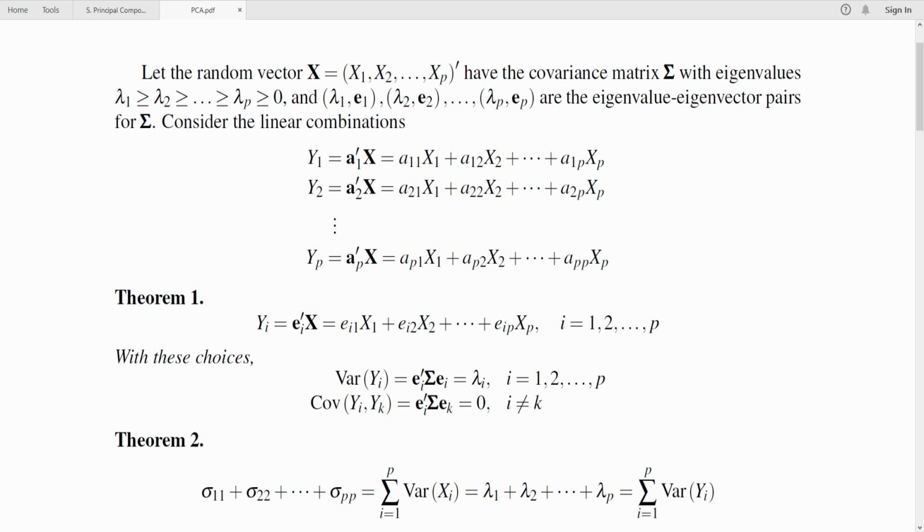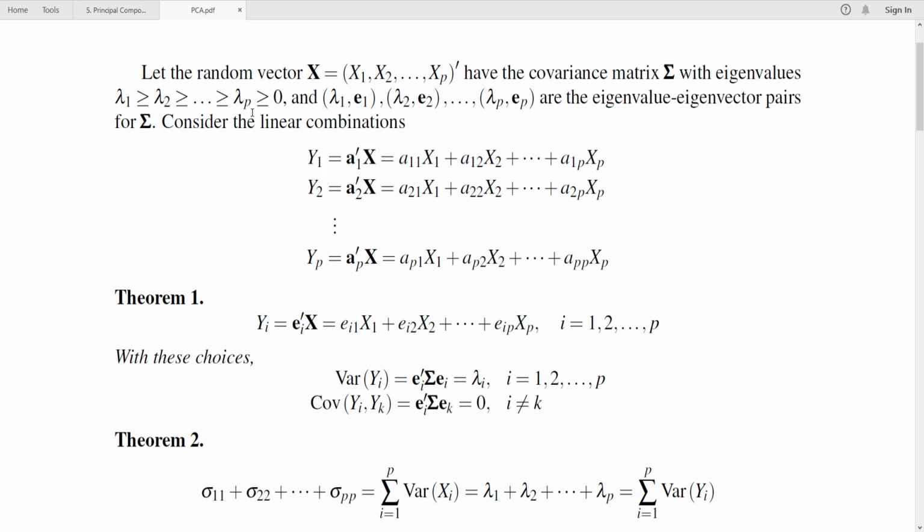Let's first derive the population principal components and say that we have a random vector, so a p-dimensional random vector. We have p variables with covariance matrix sigma and eigenvalues and corresponding eigenvectors. So those are our eigenvalue-eigenvector pairs, where we assume that lambda 1 is our largest eigenvalue and lambda p is our smallest eigenvalue. Consider those arbitrary linear combinations. So those could be our principal components.